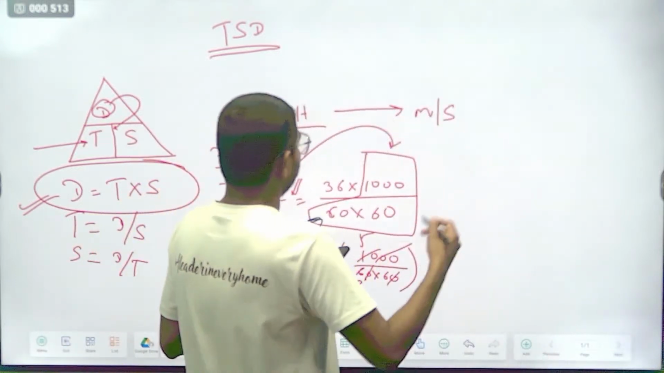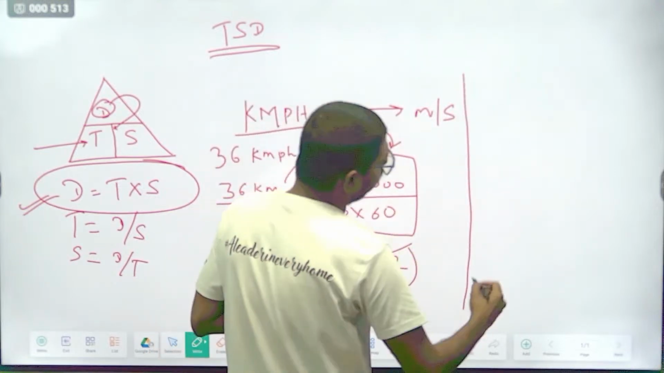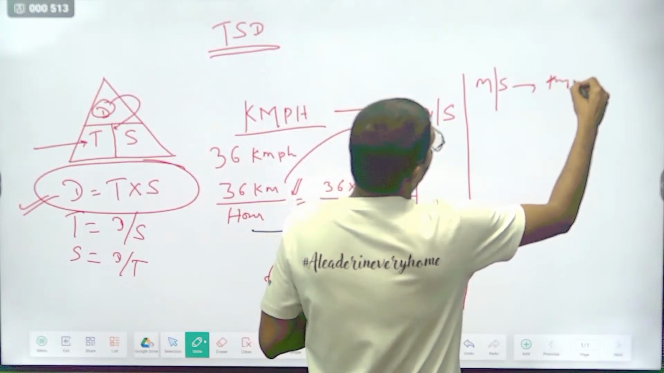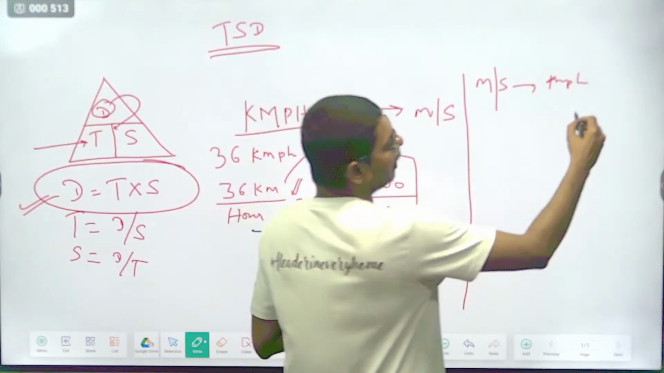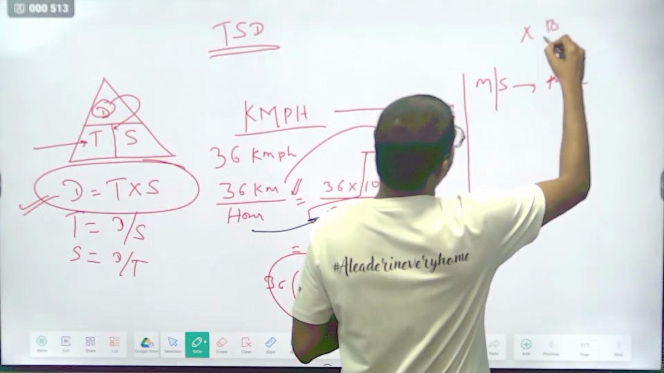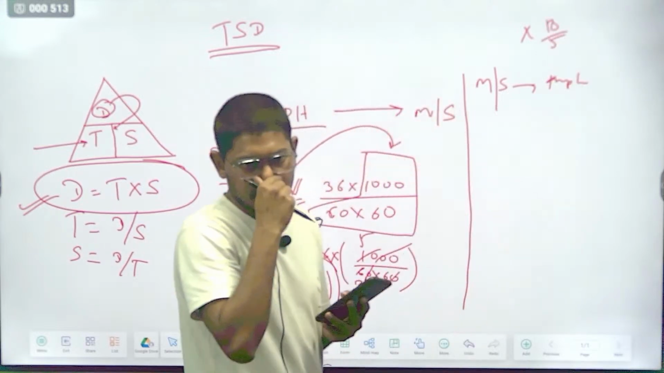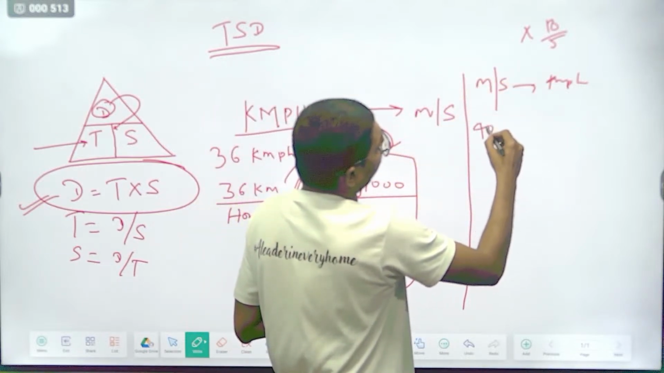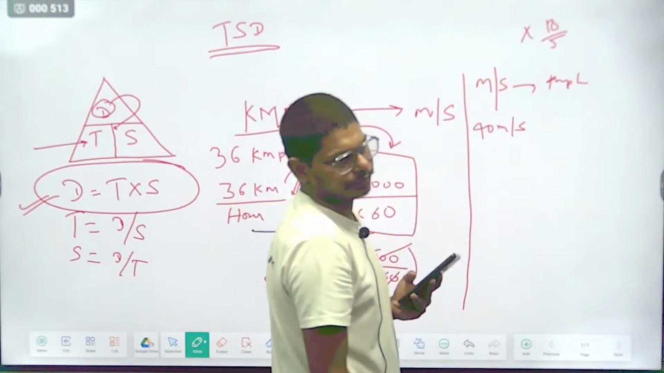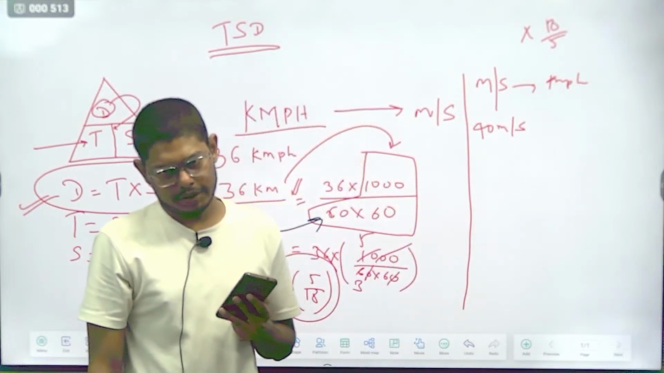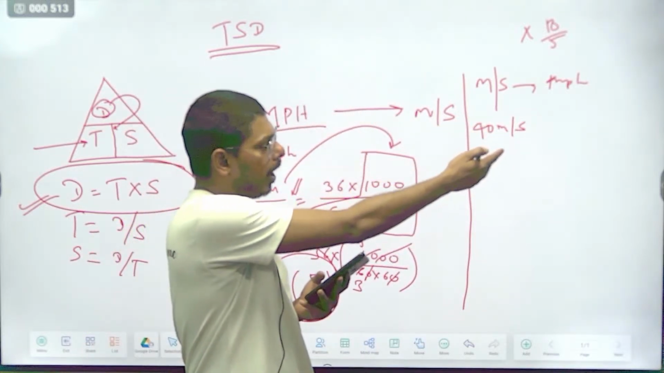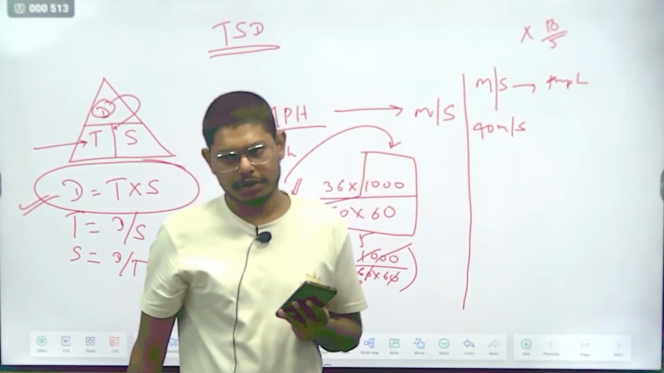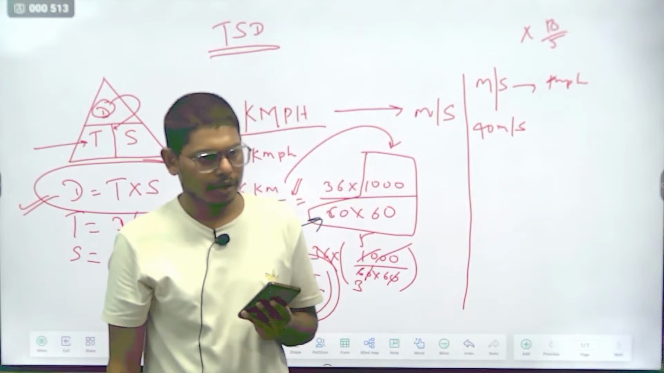And now, similarly, you guys already know, if we change meter per second to kmph, what exactly do we do? We multiply it by 18 by 5, right? Okay. So meter per second, let's say I have 40 meter per second. We want to change this. You can simply do 40 into 18 by 5. 8 times 18 is how much? 144, right? That much kmph.